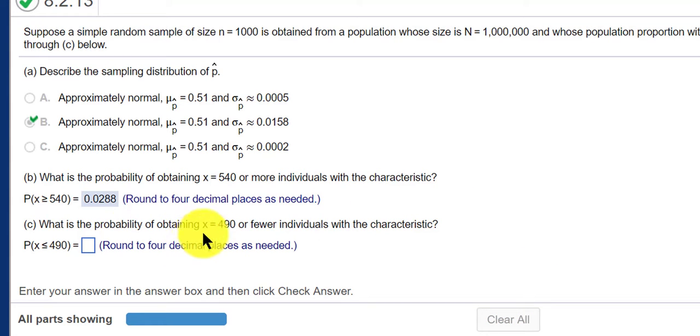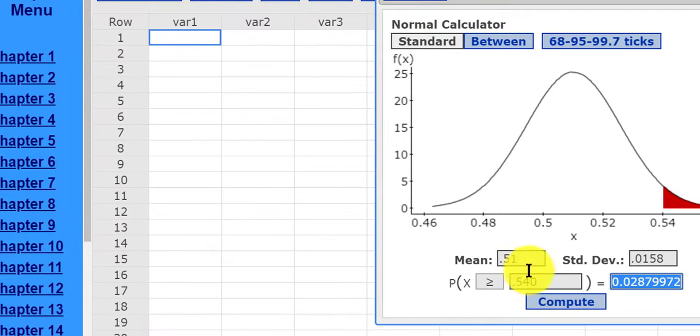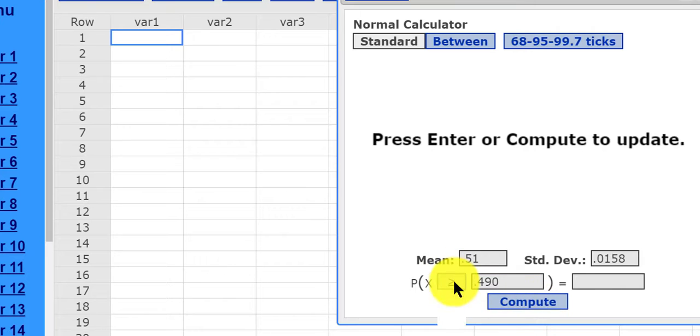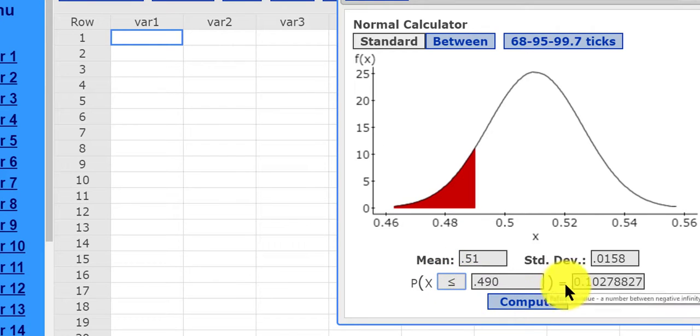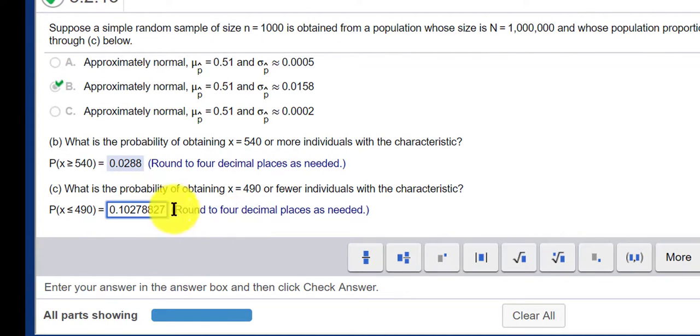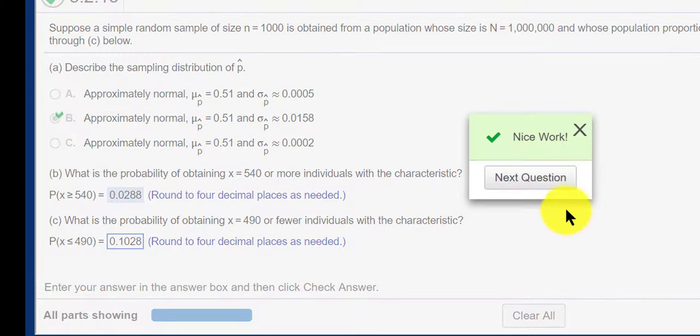And then it says, what is the probability of obtaining x equals 490 or fewer? Okay, so we simply go back to StatCrunch, change this to 490 divided by 1,000, and it's going to be less than or equal to. And here's our value. I'm going to cut and paste, and then round to 4 decimal places. So 1, 2, 3, 4. So that's going to become an 8. And I think that should do it.